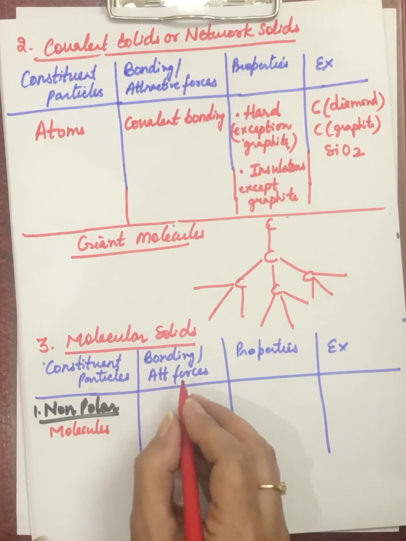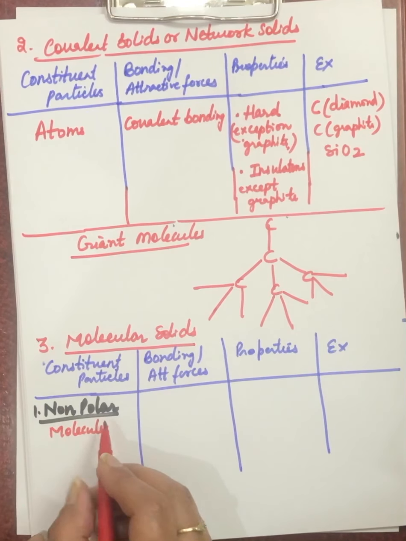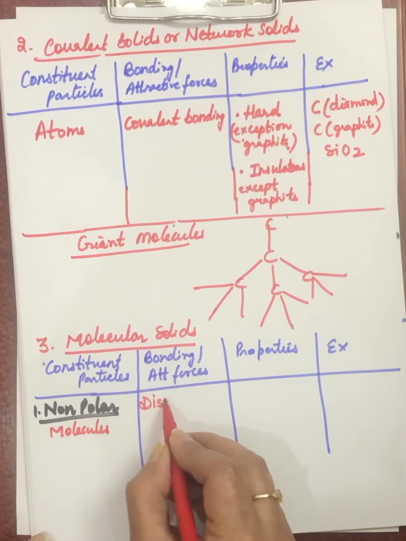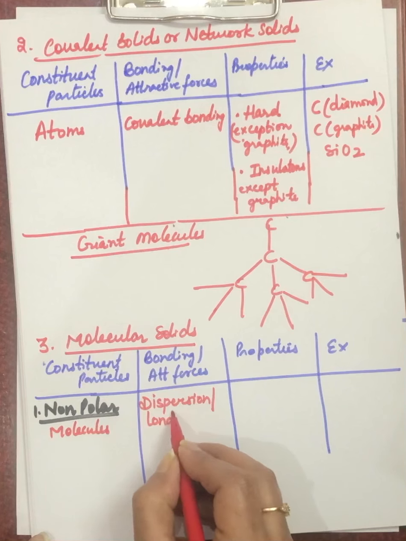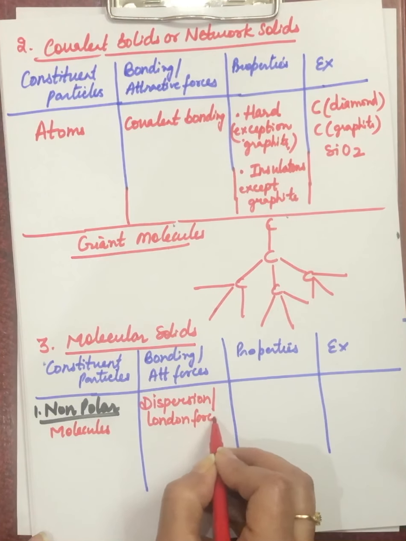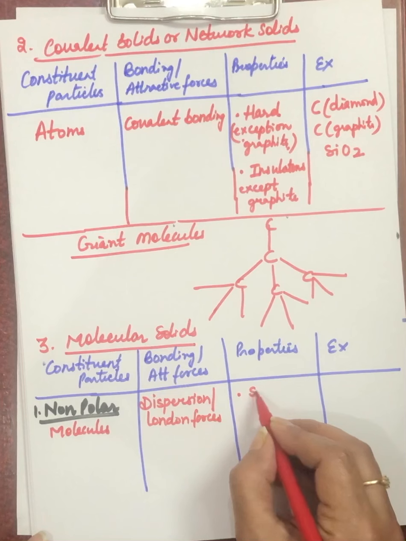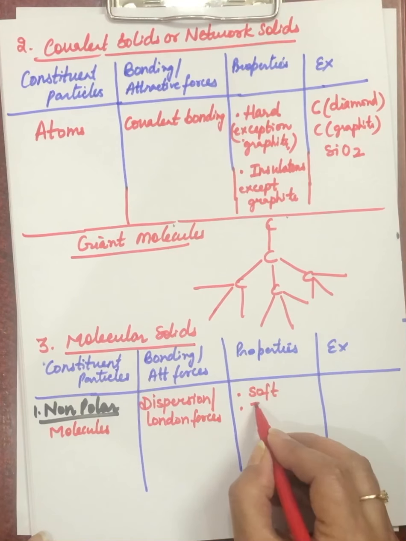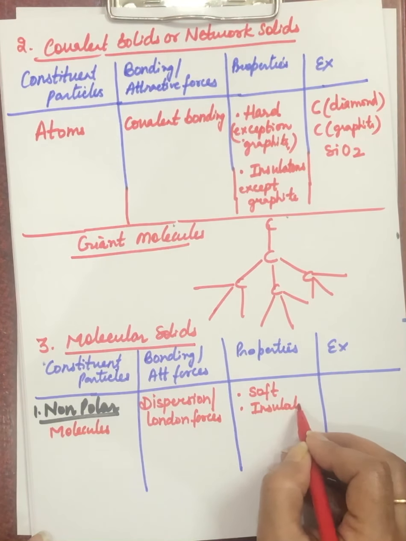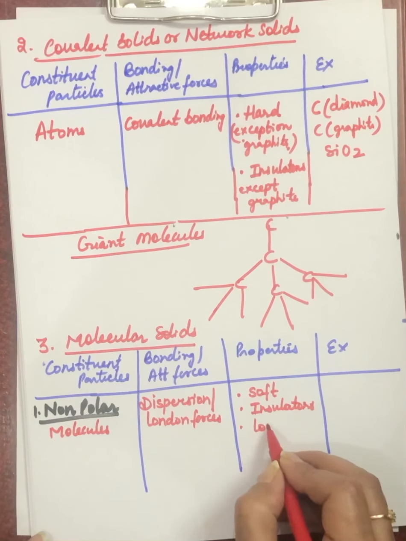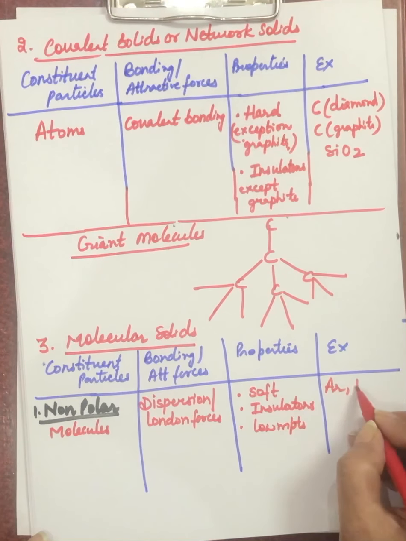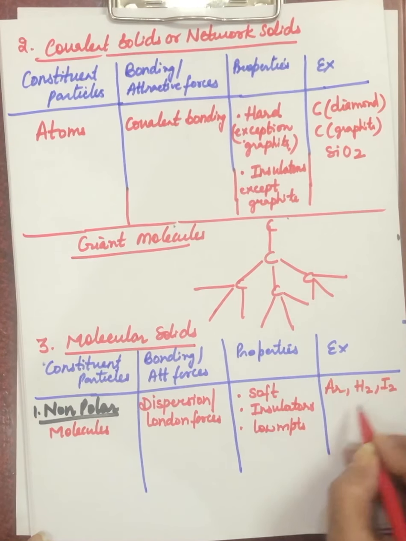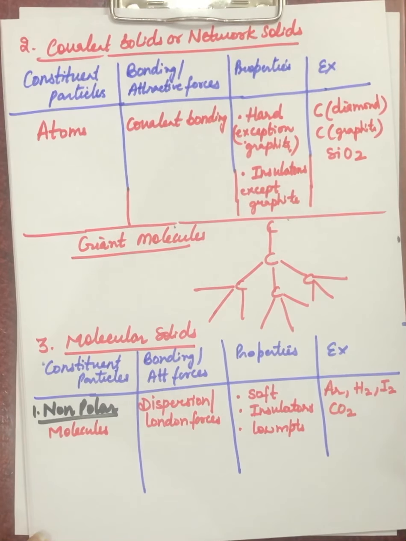But which kind of forces are here? In non-polar, weakest forces, dispersion, or also called London forces, are there. Forces are very weak, so they are soft, they are insulators and low melting points. Example, noble gases and non-polar molecules like H2, I2, CO2. All these are examples of non-polar molecular solids.